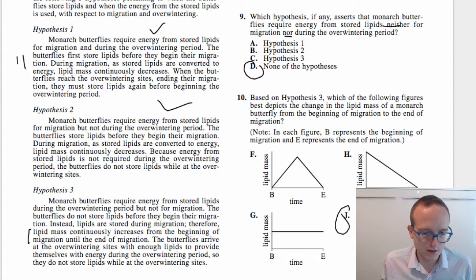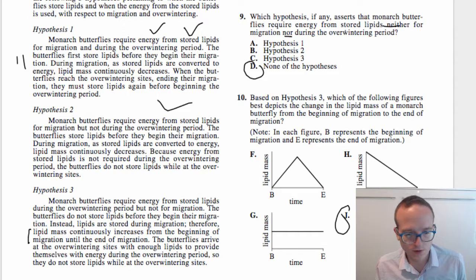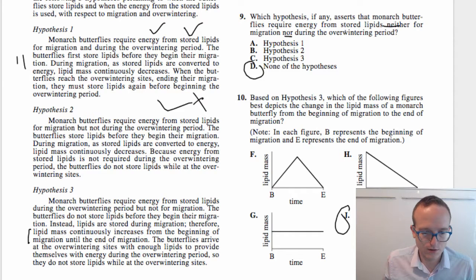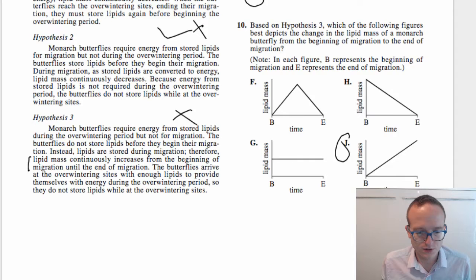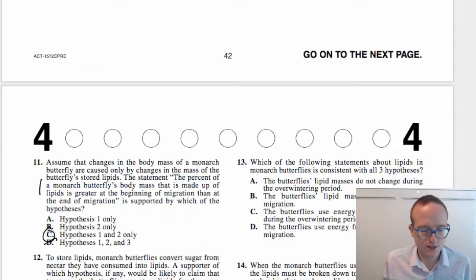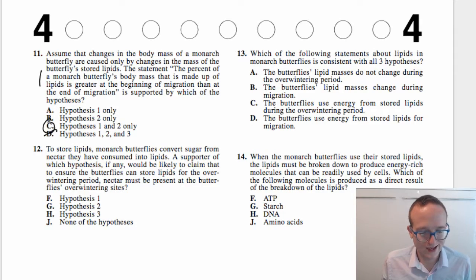When the butterflies reach the overwintering sites, they must store lipids again before beginning the overwintering period. Okay, so hypothesis 1 does. Because energy from stored lipids is not required during the overwintering period, butterflies do not store lipids while at the overwintering sites. Okay, so not 2. The butterflies arrive at the overwintering sites with enough lipids to provide themselves with energy, so they do not store lipids. Okay, so just in hypothesis 1, do they need some stuff at the overwintering sites in order to store lipids?